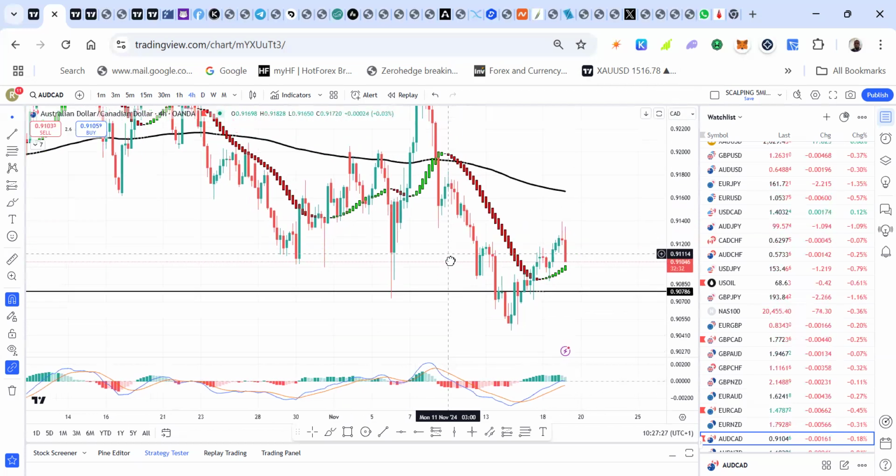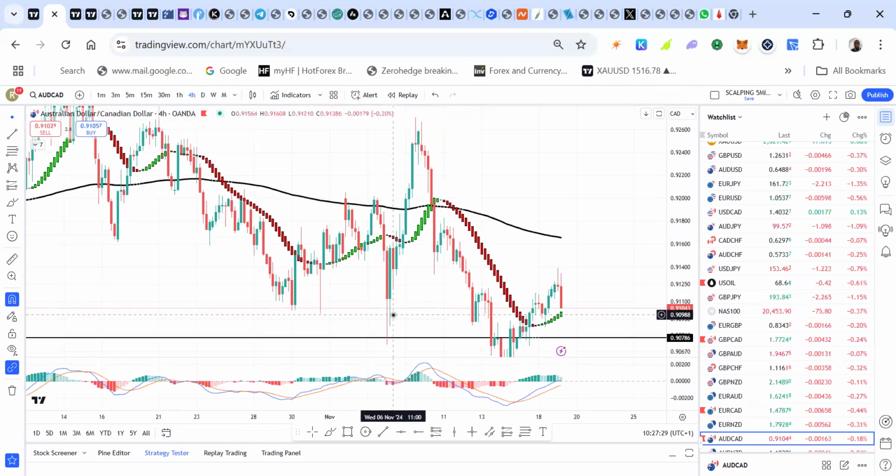Now, let me tell you how to use this strategy from here. You want to see that the candles are below or above the Heikin-Ashi candle, all right? The smoothed Heikin-Ashi. This is the smoothed Heikin-Ashi. So when the candle breaks below, this candle, this red long candle, breaks below. Now it has broken below, what do you wait for?